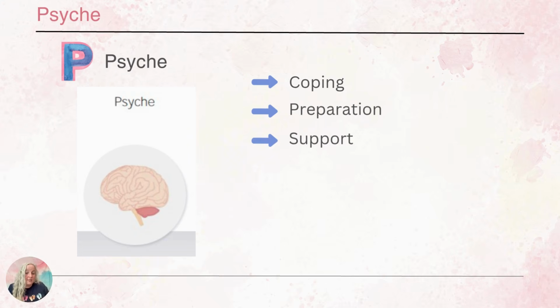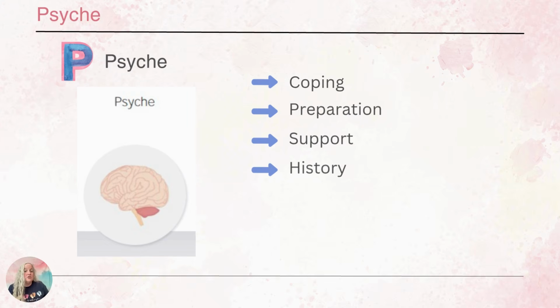What kind of support system does she have? Does she have a doula with her? Is her partner supporting her? Does she have other people there that are supporting her? Is she somebody that is more introverted and she doesn't want a lot of people around her?